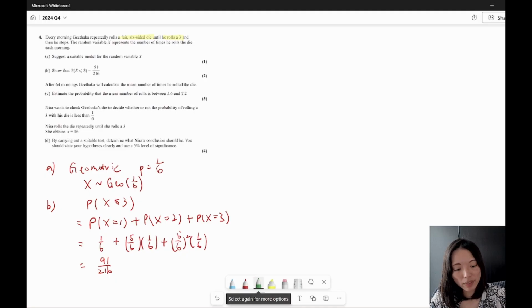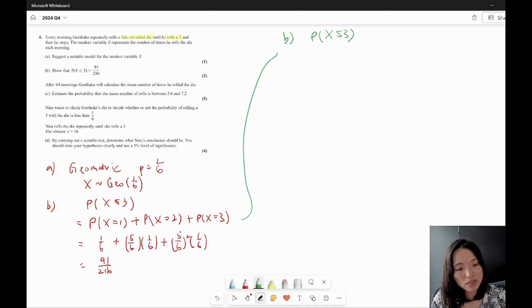A slightly simpler way of doing part B is to say the probability of X less than or equal to 3 is simply 1 minus the probability of X greater than 3. The probability of X greater than 3 means that for the first 3 dice rolls, we're not going to see a 3. So basically, we get failures 3 times, which is 5/6 cubed, and that's an easier way to get to 91/216. So that's part B done.